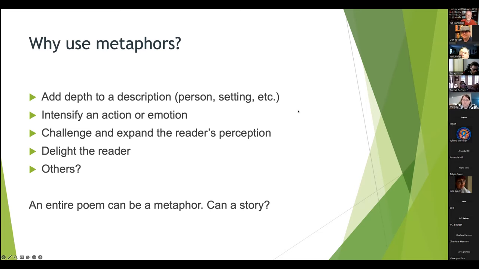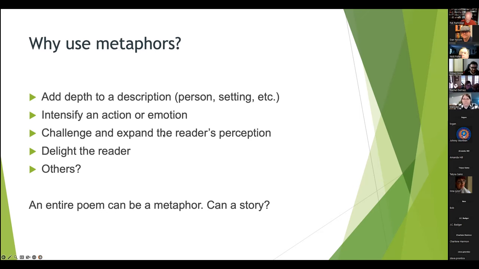Okay. So I said, can a story be an entire metaphor? It probably can, more likely to be a short story or even a flash fiction type story rather than a novel, but I suppose it could be a novel. So let's move on. Why did that not work? They usually call that an allegory. True. Thank you. See, there's the teacher came out.